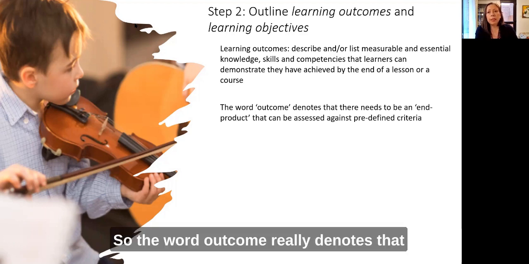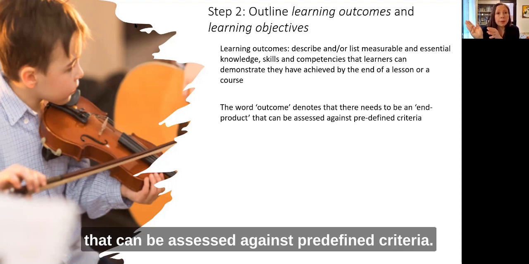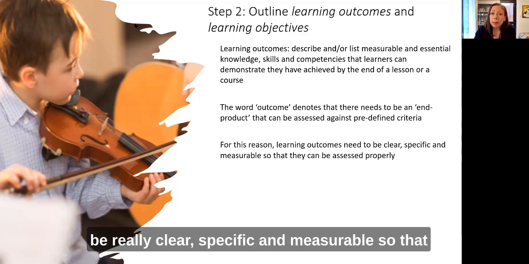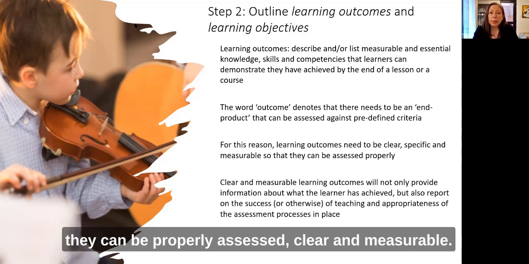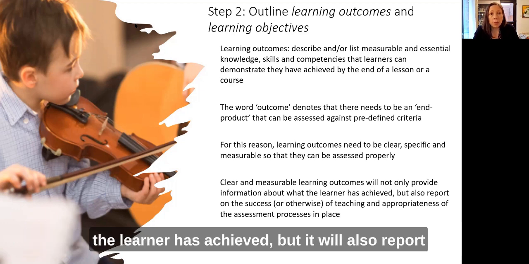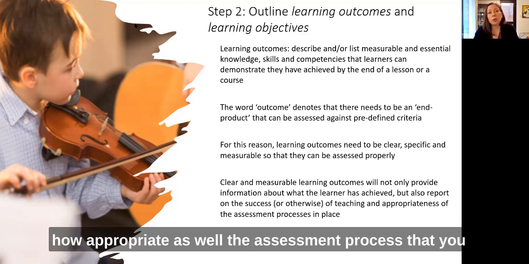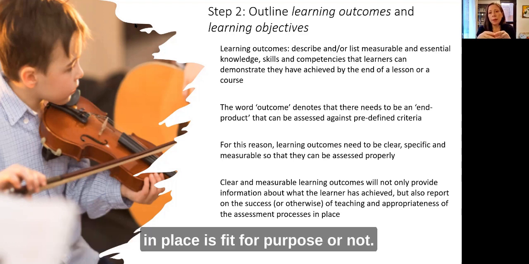So the word outcome really denotes that there needs to be an end product that can be assessed against predefined criteria. And for this reason, learning outcomes need to be really clear, specific, and measurable so that they can be properly assessed. Clear and measurable learning outcomes will not only provide information about what the learner has achieved, but it will also report on the success or otherwise of your teaching and how appropriate the assessment process that you have put in place or the school has put in place is, whether it is fit for purpose or not.